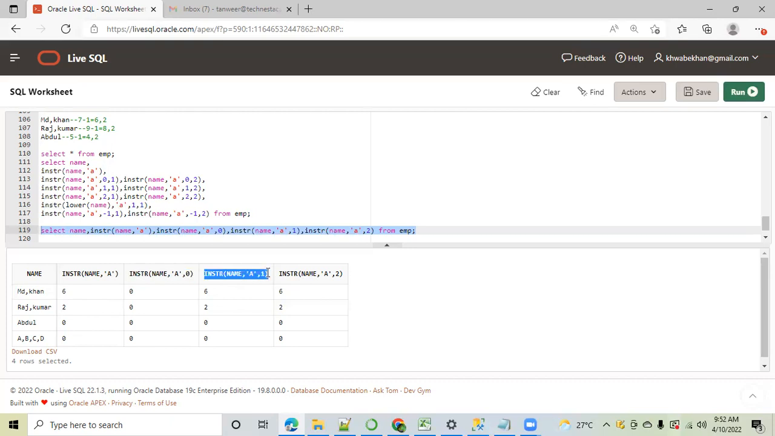But what about name comma a comma 1, name comma a comma 2? Again I'm getting the same output. So after name comma a, whether you write anything or nothing, by default your SQL engine will understand that the user is asking for the first occurrence of a. That's why this is showing the first occurrence. Now I think this is more clear.